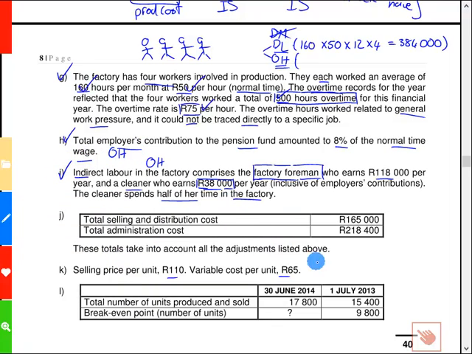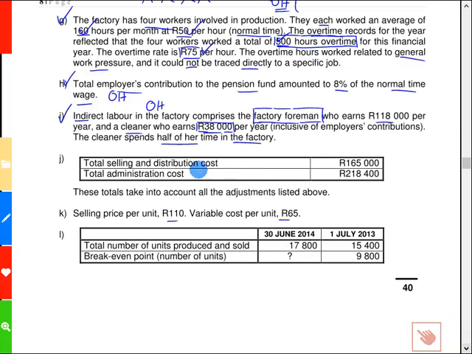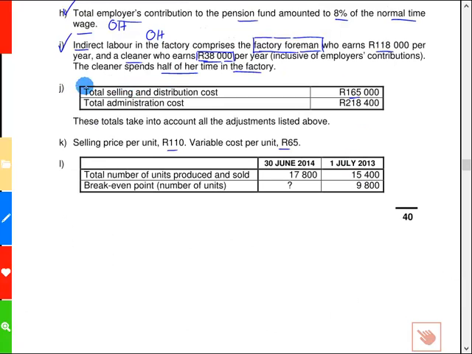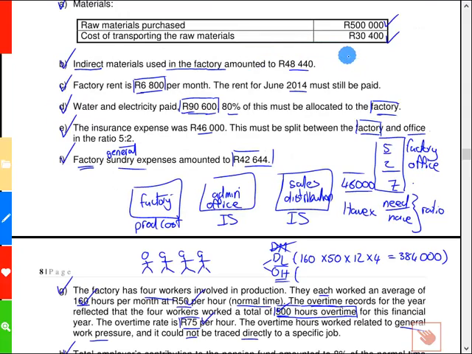Right. Point J, total selling and distribution costs amount to 165,000. Is that part of the factory? So these two costs do not relate to the factory at all, so we don't have to deal with them when we are doing the factory overhead note or the production cost statement. It's only the production cost that goes to the production cost statement. Admin and selling and distribution costs will be part of the income statement.